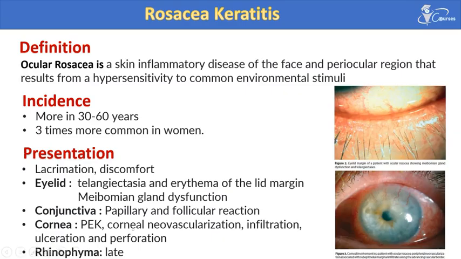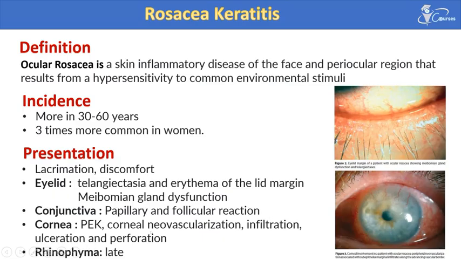And you will have inflammation of the eyelid that will also involve the conjunctiva, leading to papillary and follicular reaction, and involving the cornea. So how is the cornea involved here? It is involved by punctate epithelial keratitis, starting first by punctate epithelial keratitis, then progressing to corneal neovascularization, then infiltration, and this corneal vascularization will ooze lipids, causing lipid keratopathy.